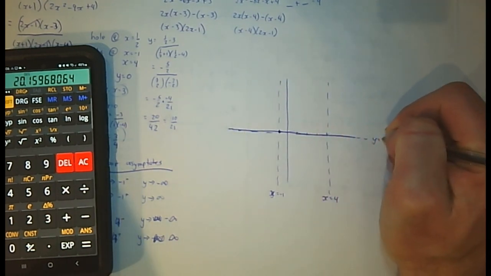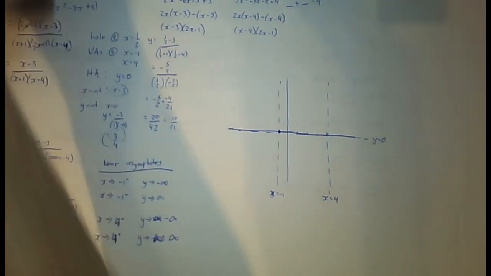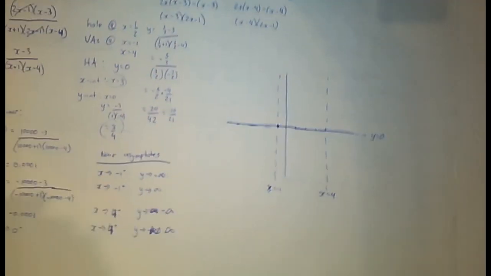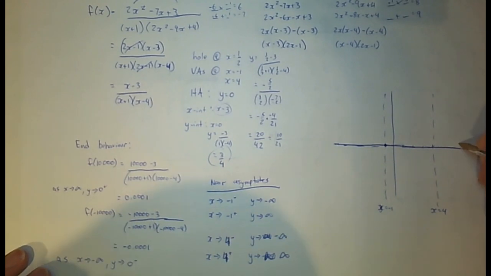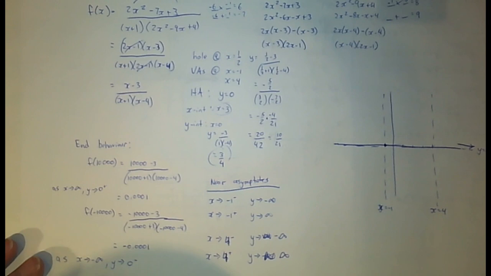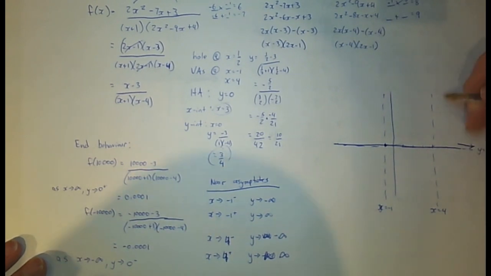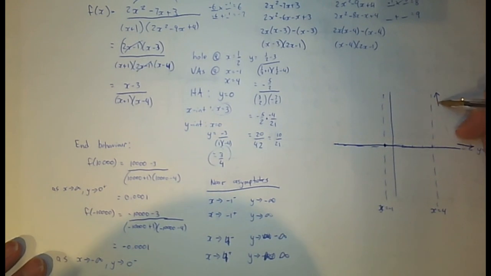Y equals 0. And then let's do our end behaviors first, because we have them all listed out here. So as x approaches infinity, y equals 0 from above. So it goes like that. And as we approach 4 from the positive side, we're approaching infinity. So it's going up like that. So we can pretty clearly see this is going to connect just like this, something like that.